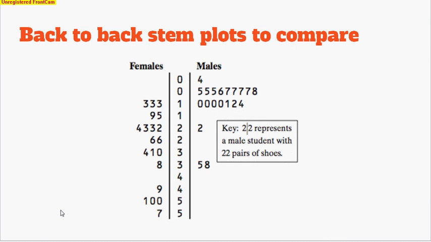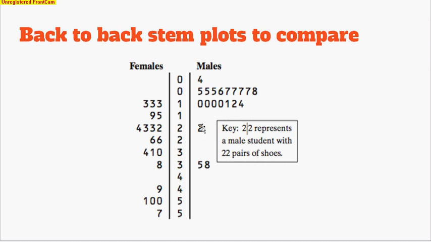Okay, we also have what's called a back-to-back stem plot. A back-to-back stem plot is a great way to compare two groups. So again, this is my data for how many shoes you own. I did do a split stem, so I see the 0, 0, 1, 1, 2, 2, 3, 3. And then I did males on the left, females on the right. And this is a really nice way that allows me to compare the data.